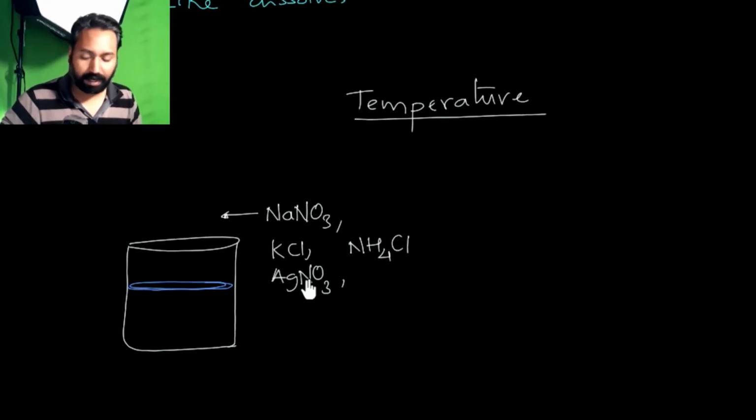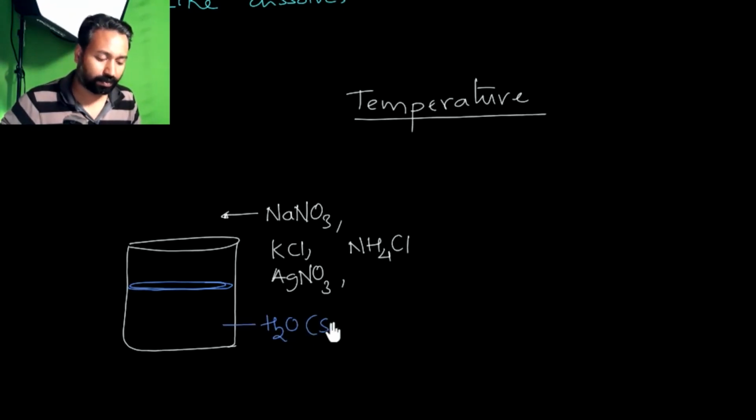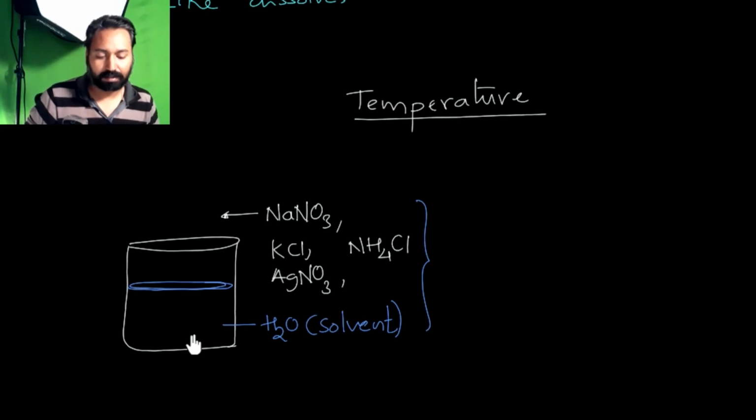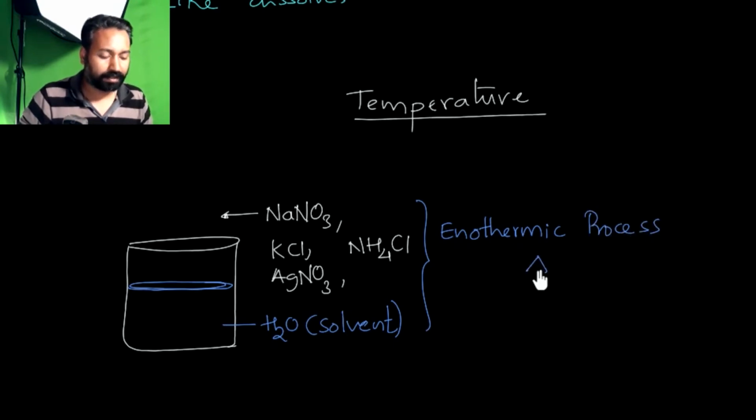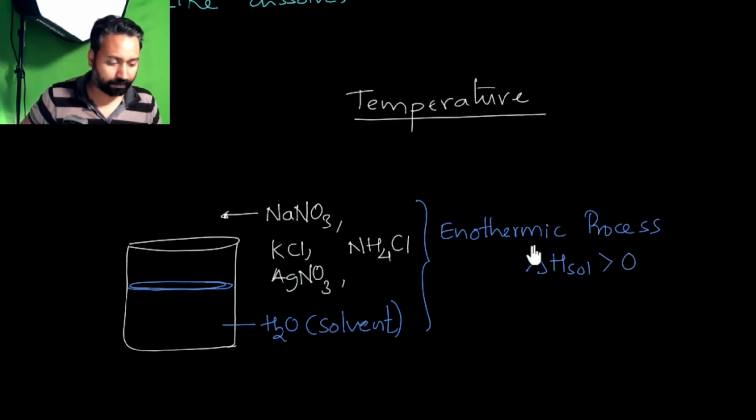So when you add these particles, the solutes, individually in the water, the H2O that is acting here as a solvent, the heat, or you can say the temperature of the water becomes less, because the addition of these solutes to the water is an endothermic process. In that, delta H solution is greater than 0. You have to remember this part.